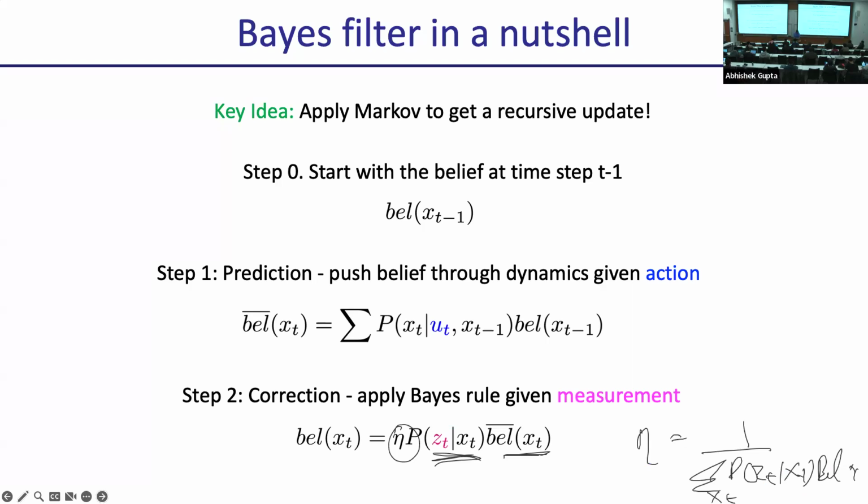Does that make sense? So this is saying to increase the likelihood of states for which the measurements are likely. That's it. Okay. So we're going to work through two examples to make this more clear, but I wanted to convey the intuition here. Okay. Good. Any questions?